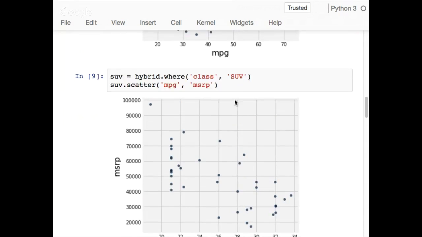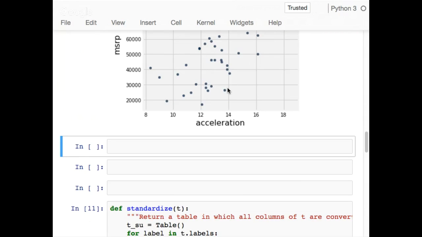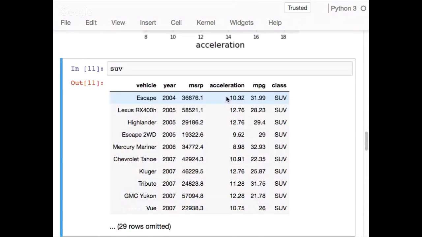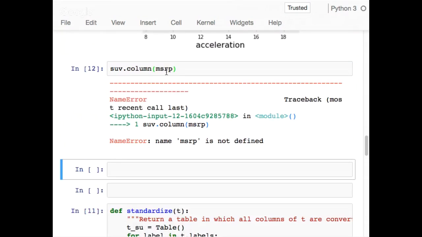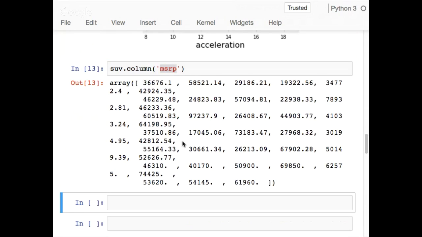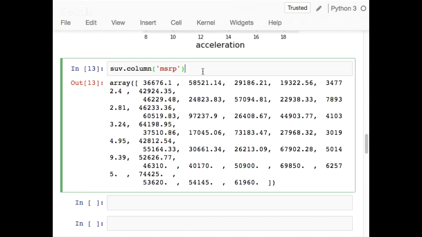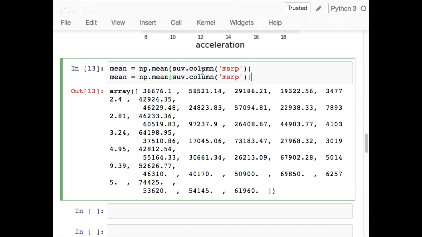If you remember, the way to convert things to standard units is, so I have here some numbers. Let's take out the cost, the column MSRP. The way to convert to standard units is to take the mean, subtract the mean from each number, and divide all of those differences by the standard deviation. So I have here the mean, and I have here the standard deviation.